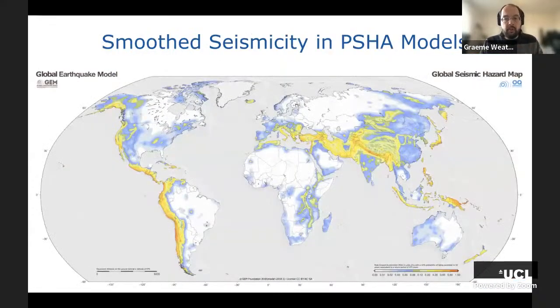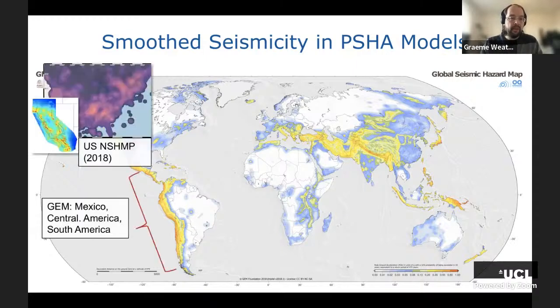How common are these models in PSHA? Well, I'm starting off here just as a base map showing the 2018 global seismic hazard map from GEM. And if we look at some of the models that form part of this map, or have even been developed since the map, we see smooth seismicity turning up in lots of places. It's common in the US National Seismic Hazard Maps.